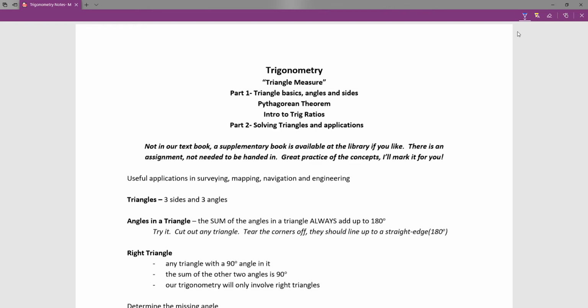So our last topic is trigonometry, and it's not in our textbook. So we're going to use the notes and then the photocopied assignment pages or the assignment pages on the Moodle site to complete the last topic of Math 49.